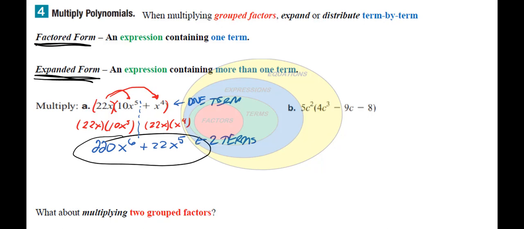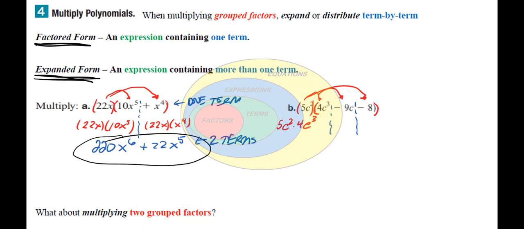All right, the next expression: again, the parentheses are grouping our three terms inside. The three terms are 4c cubed, a negative 9c, and then a negative 8. So the 5c squared is a term that needs to be multiplied to each one of the terms here. I'm going to create three separate terms. The first one is 5c squared times 4c cubed. I'll just write that.